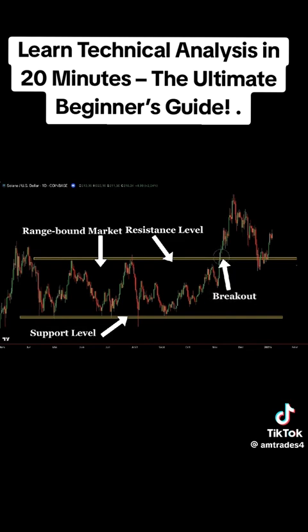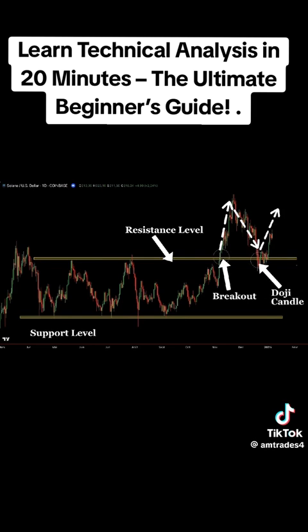After this breakout, the market went up, but then retraced back to retest the previous resistance level, which had now turned into support. Once the market reached this level, it was rejected, forming a clear doji candlestick pattern. After the doji, price continued to move upward.